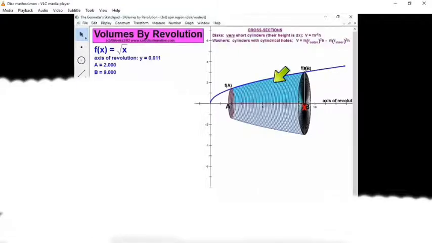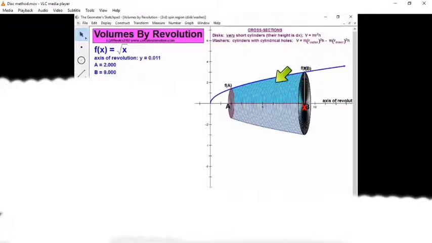Here's our solid. We've gotten this solid by revolutions. So what we're going to do is first make note of this shape right here, this function. Do you see this function? What is this function? It is the square root of x. Very simple. This function is square root of x.